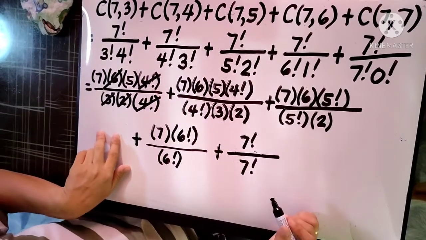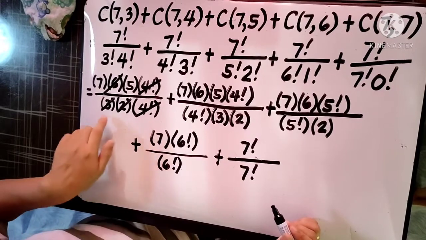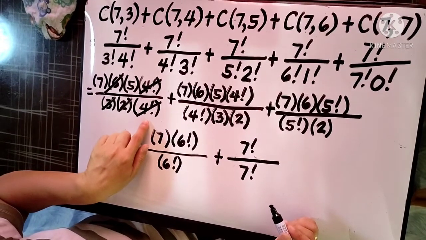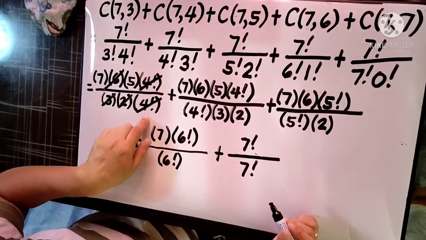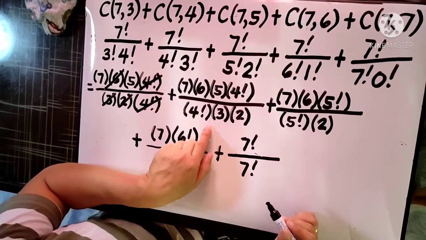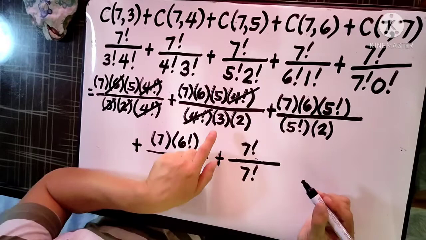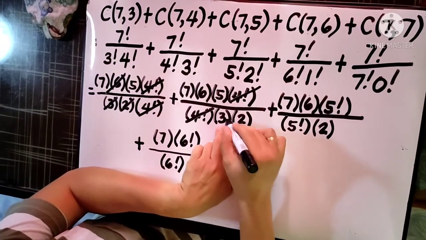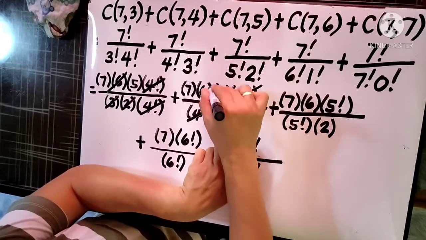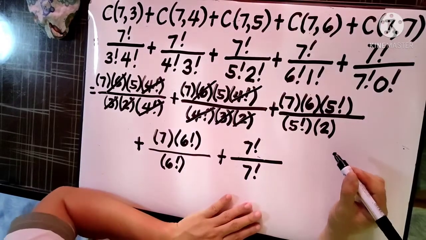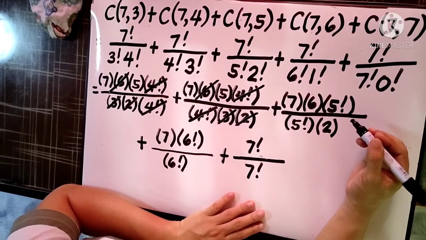The factors in the denominator are already cancelled. So let's proceed to the second combination. 4 factorial can be cancelled. Then 3 times 2 is 6. Cancel. Then 6. Now let's proceed to the third combination.